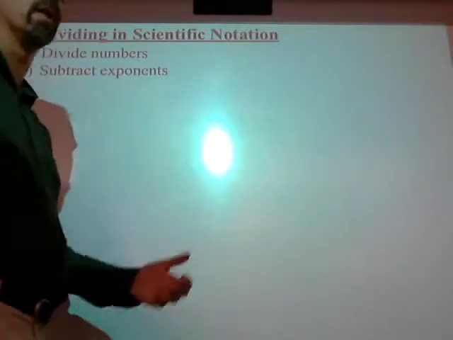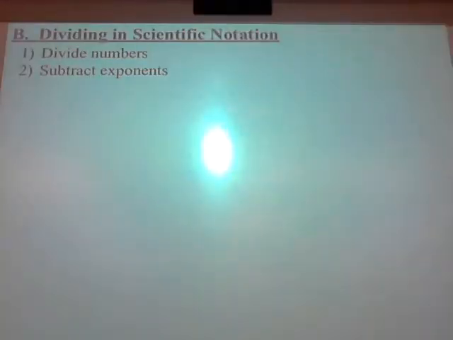Let's do division. You know how division is going to go, right? You're going to divide the numbers just like you multiplied the numbers a minute ago, and then you're going to subtract the exponents instead of adding the exponents. Let's try a couple of examples, see how well we do, and we're done. Time-wise, we're doing okay, too.